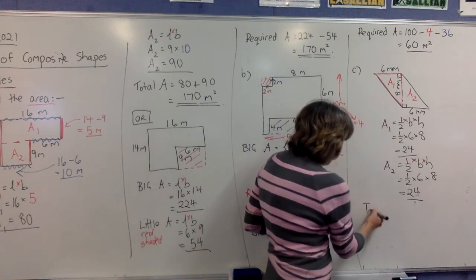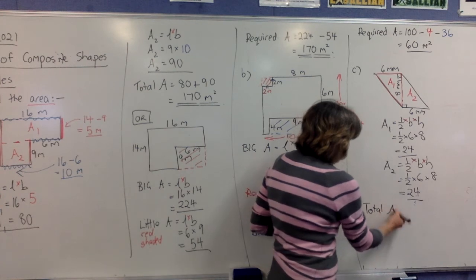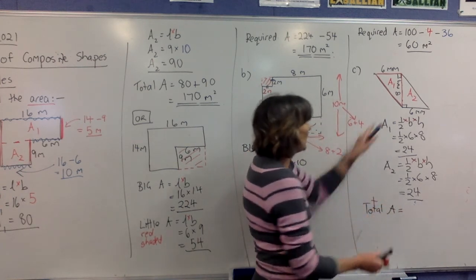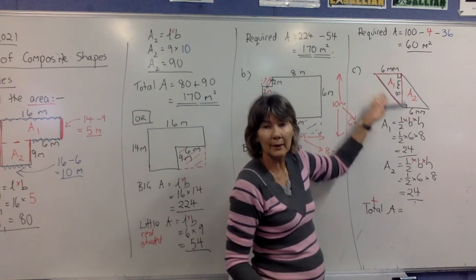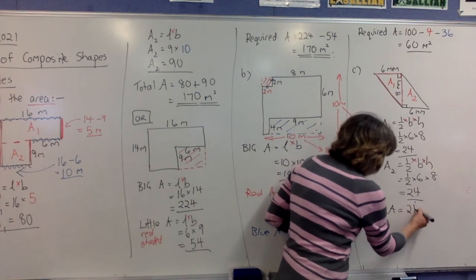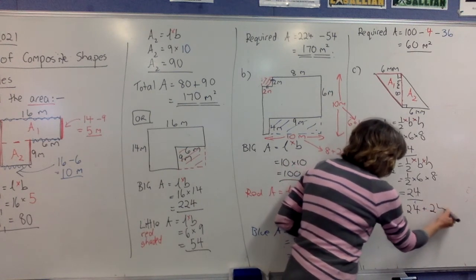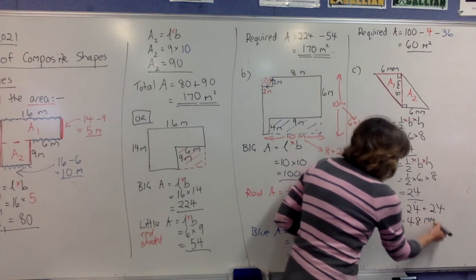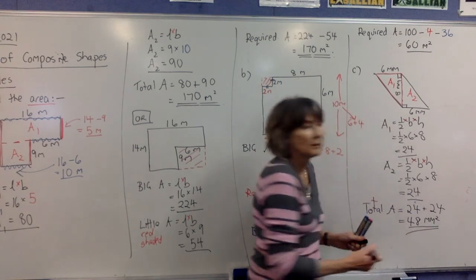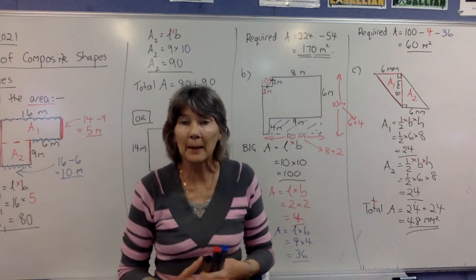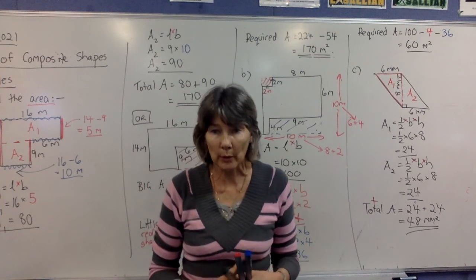So now we want to total up these two areas. Total means to add. So we're going to add up our two areas, area 1 and area 2, to make that whole area. So we're going to have 24 plus 24, and your calculator will give you 48 millimetres squared. Okay, so we need a fair bit of practice with this, so we're going to come back into another video and do some more examples.